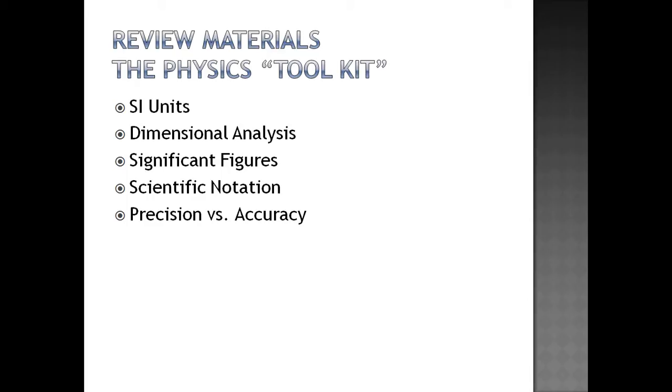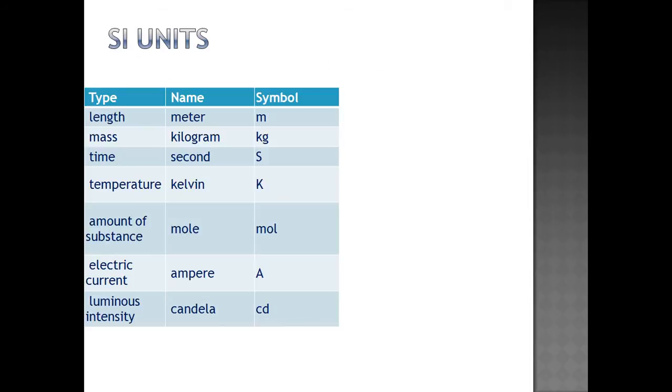Reviewing skills you need going into physics: significant figures, scientific notation, and precision versus accuracy. The first 4 bullet points should be things that you are very familiar with. You have done them in other classes. If you are not, you're going to struggle in this class, so come talk to me. But I'm sure that you've done them before.